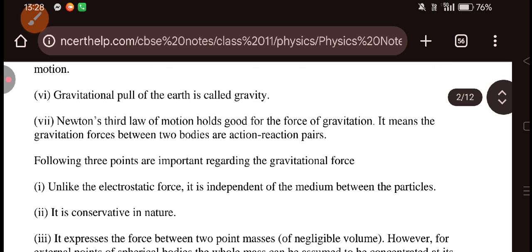The gravitational pull of the earth is called gravity. Gravity is a special case of gravitation. This gravitational pull of the earth is called gravity.